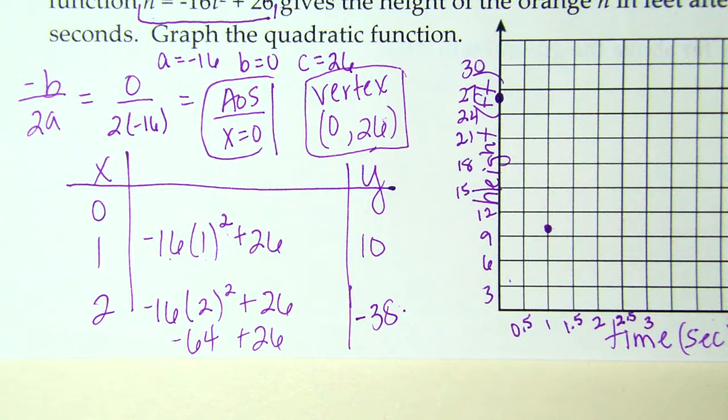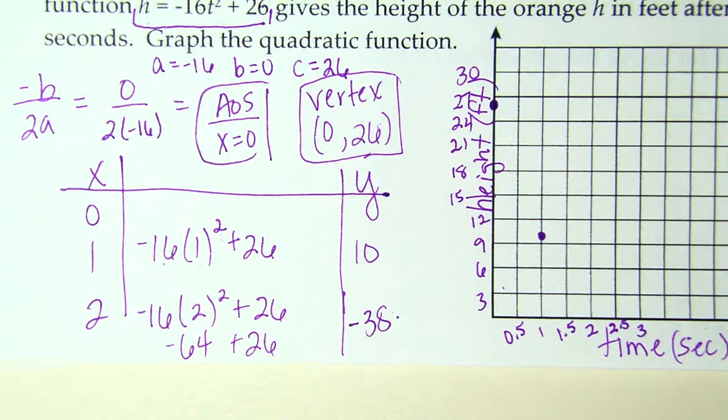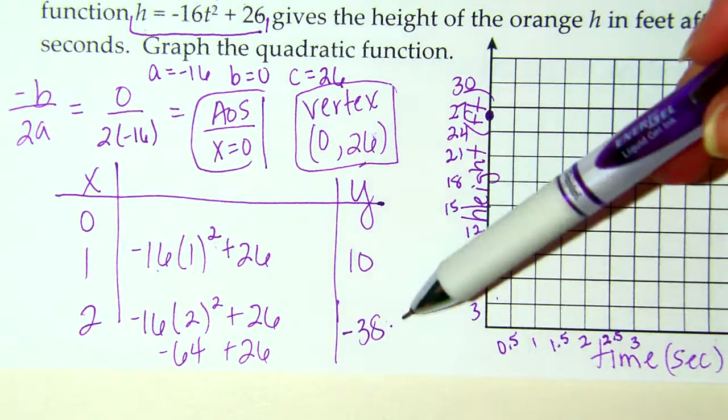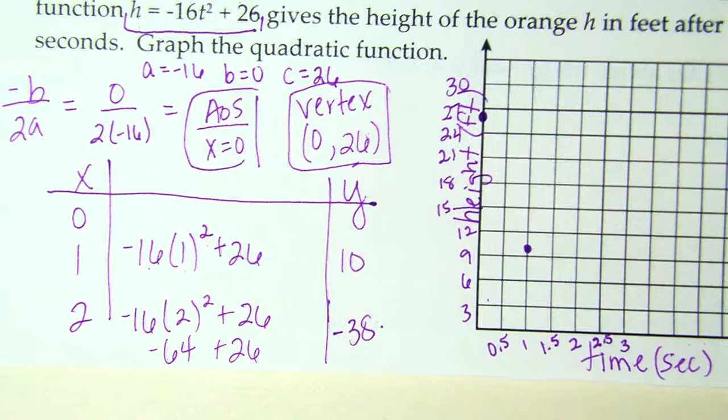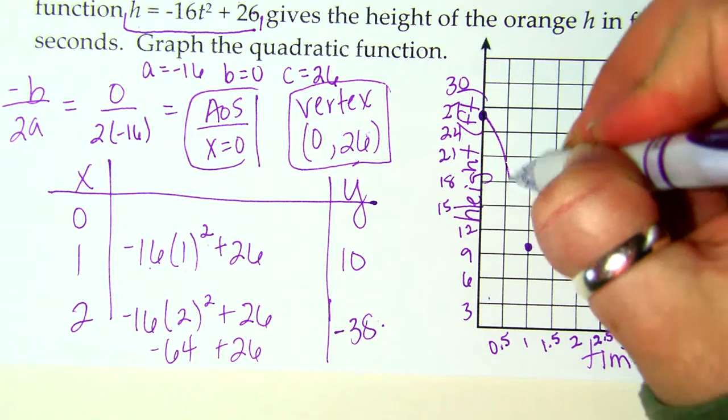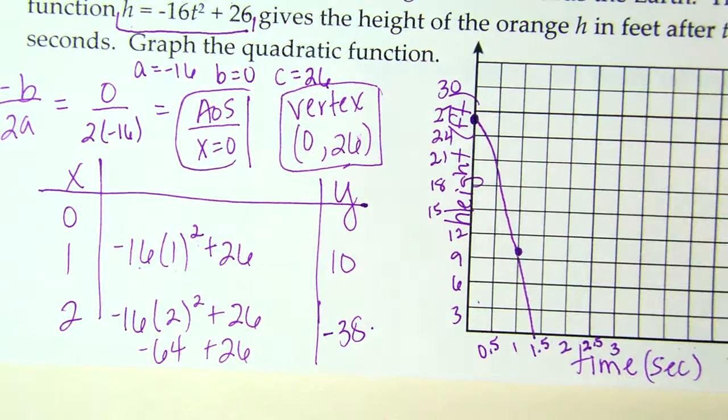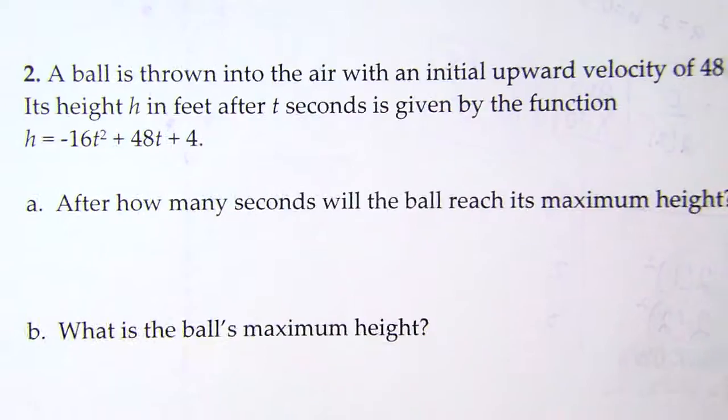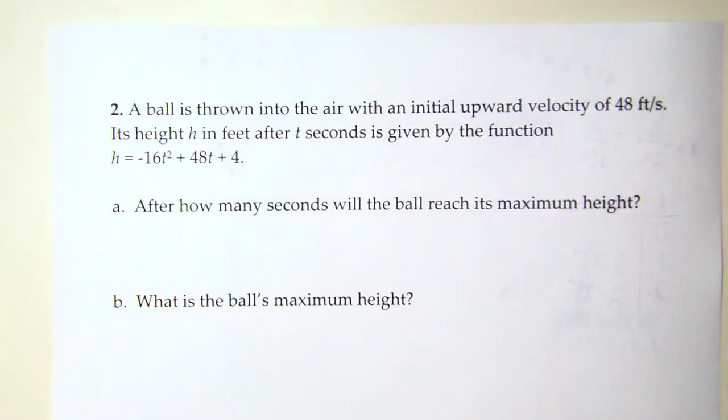So really the only difference when you graph a word problem is that you're not going to plot negative numbers because they don't make sense. So just start at your vertex, connect it to that point, and go all the way to the ground. And that's it. So you'll have, never mind, one more. And then that's it. I promise this time.